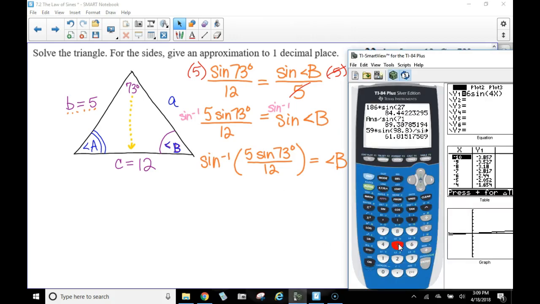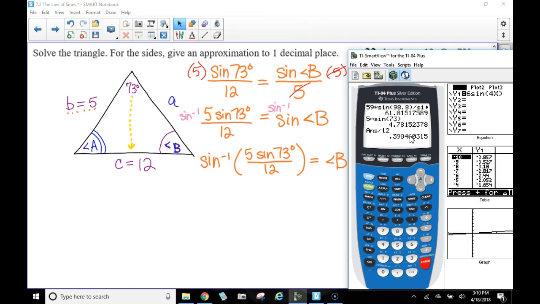Okay? So I'm going to take 5 times the sine of 73 degrees. All right, I'm just going to go ahead and enter that and then say, what's that divided by the denominator? 12. Okay, so we've got 0.398. That is in between -1 and 1. Okay, 0.3984. Let me go ahead and let me jot that down.